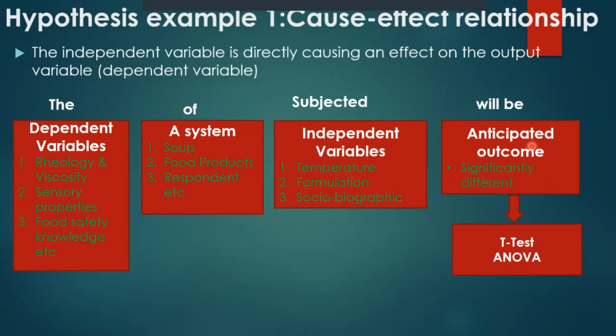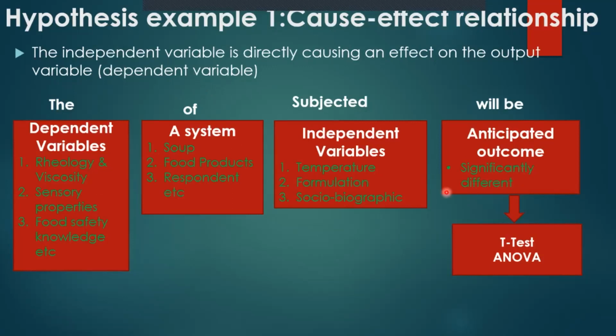So we want to see how the dependent variable behaves when subjected to the independent variable. What is the outcome? Okay, so I'll read the first one. The rheology and viscosity of soup. Okay, this is it. Rheology of soup subjected to temperature.